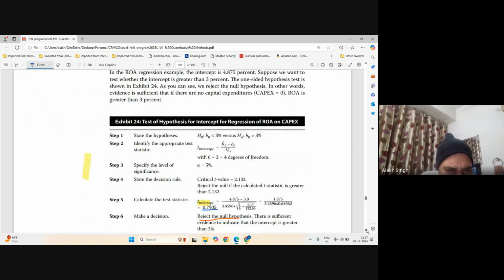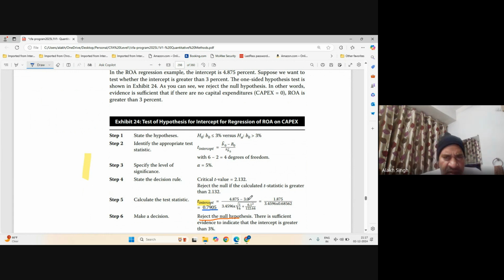Now, same steps, H0 and HA. So here again the book has made a mistake. It calculated t equal to 0.79. Okay, how did this 3 come? Calculate the test statistic. So here the intercept B0 is 3. So it is testing B0 less than or equal to 3 versus greater than 3. So from 4.87, 3 has been deducted.